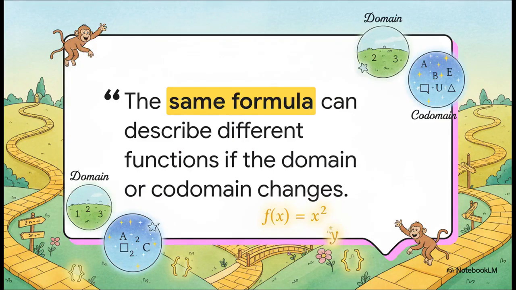And that's the huge takeaway here. The context. The domain and codomain you set up at the beginning is just as critical as the formula itself for defining what the function actually is.